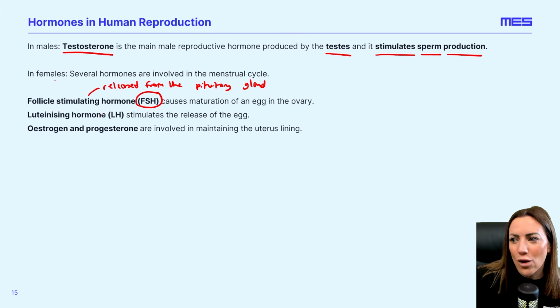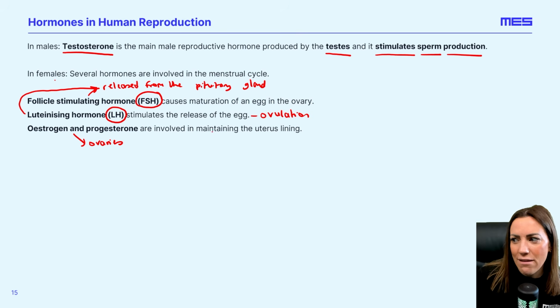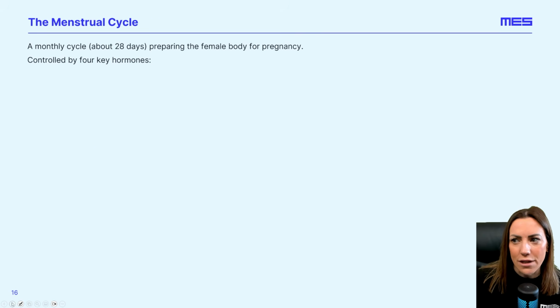Then we've got luteinizing hormone. Again, you can just call it LH, so don't stress. And LH, again, is released from the pituitary gland in the brain, and it stimulates the release of an egg from the ovaries, or it stimulates ovulation. Ovulation is the release of an egg. And then we have estrogen and progesterone, which are both released from the ovaries in females. They're involved in maintaining the uterus lining, so thickening and maintaining the lining of the uterus.